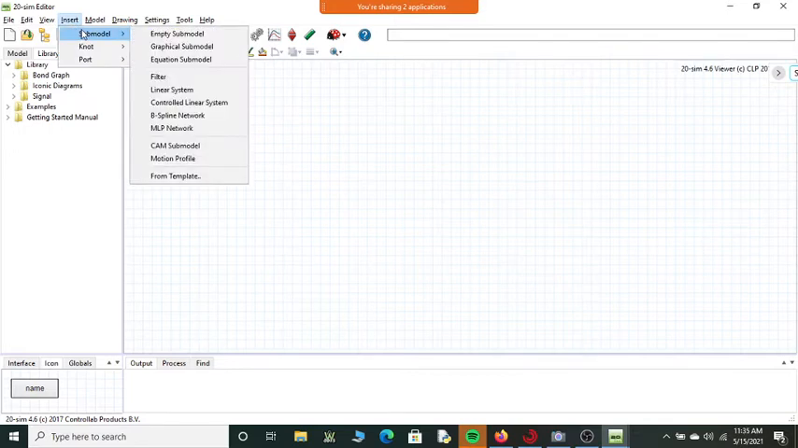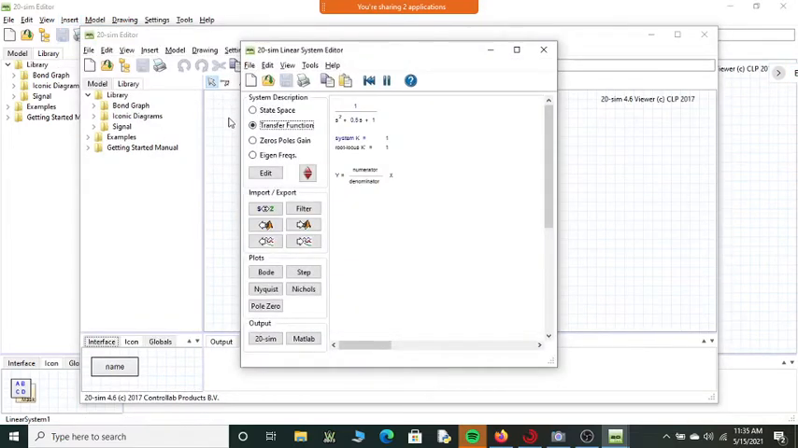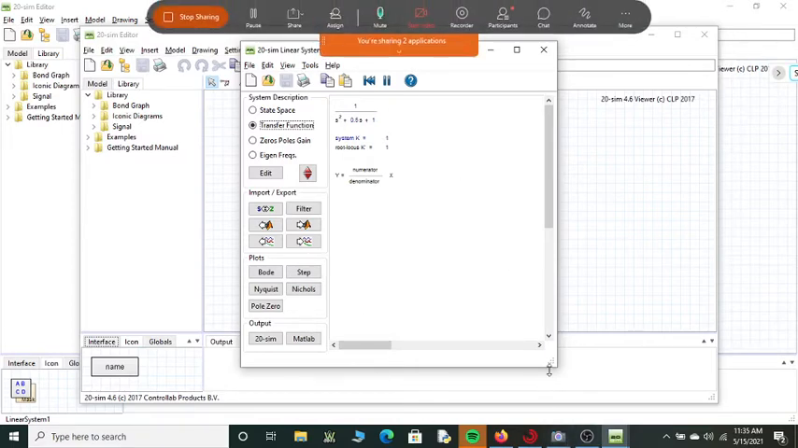In this submodel, you have to go for linear systems. See here, this is the flow. Insert, submodel, linear system. Just note this down: on the insert menu, the submodel option, and in that submodel option, it's linear system. If you click on linear system, you'll get this window where you can edit the poles and zeros or the transfer function. See here. So what are the poles and zeros you have?